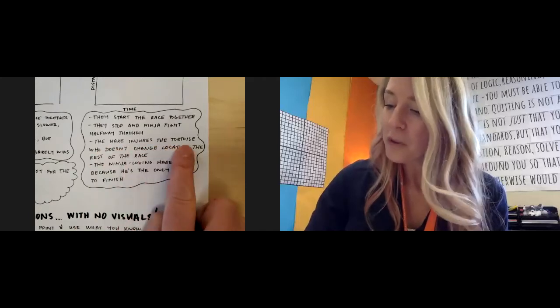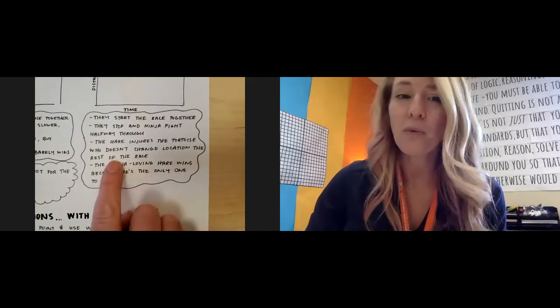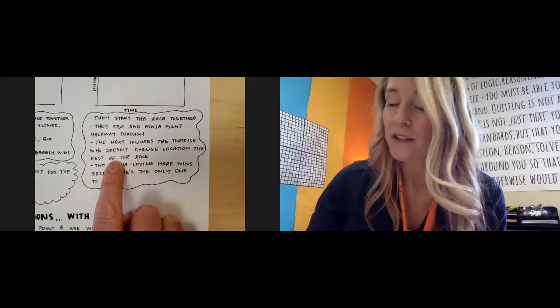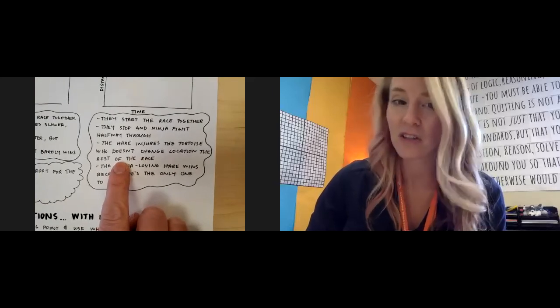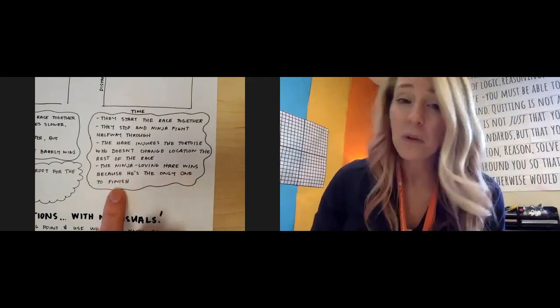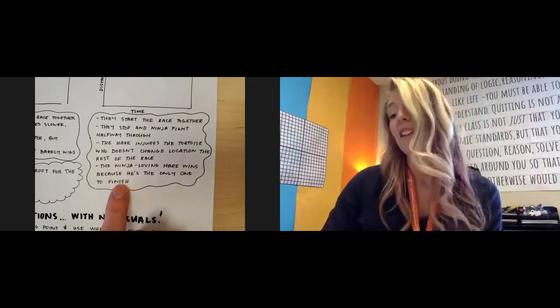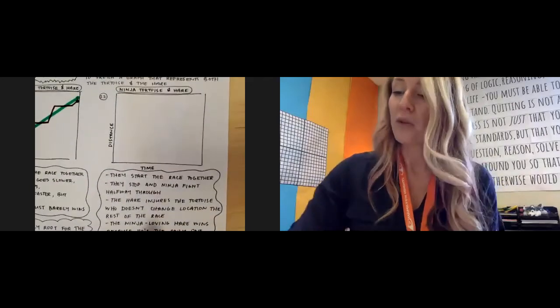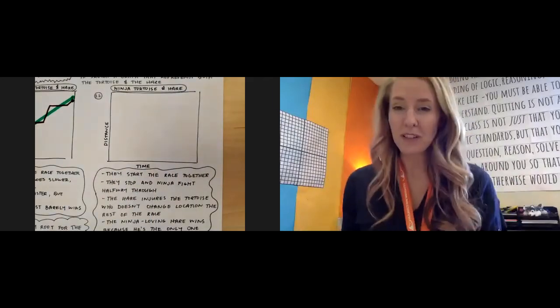The hare injures the tortoise, who doesn't change location the rest of the race. So think about what his distance is going to be if he's not changing his location. And then the ninja-loving hare wins because he's the only one who could finish, right? So that is going to be your graph on the right side. Let's see, those will be interesting to see.